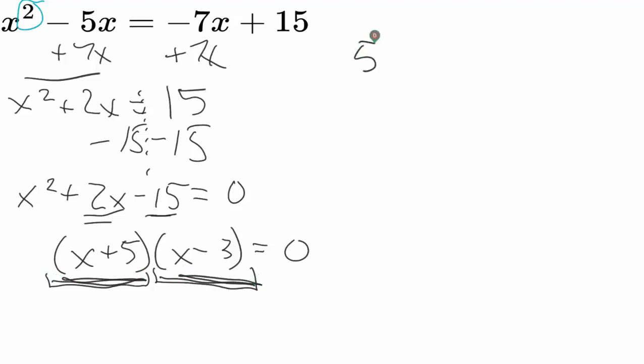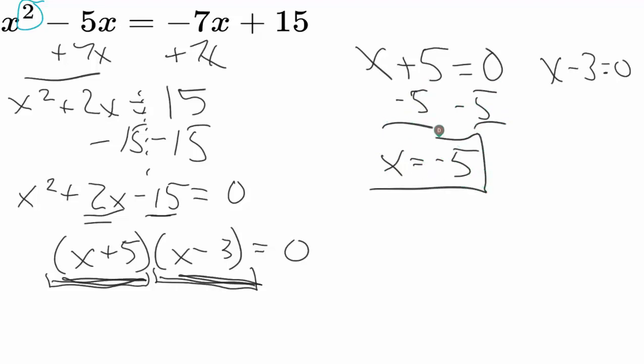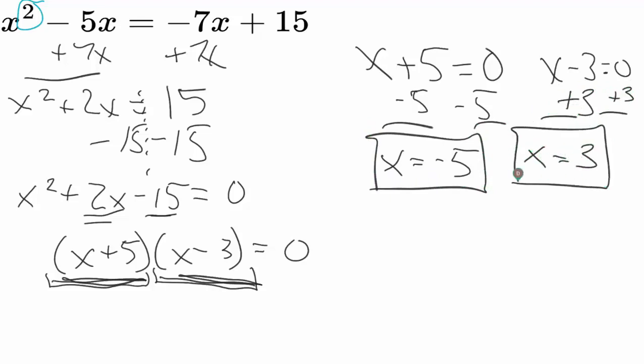One of those somethings has to equal 0. So x plus 5 equals 0, or x minus 3 equals 0. And so we go ahead and subtract 5 to solve this. We get x equals negative 5. Over here I go ahead and add 3 to both sides to solve for x, and I get x equals 3. So we were able to solve this by factoring.